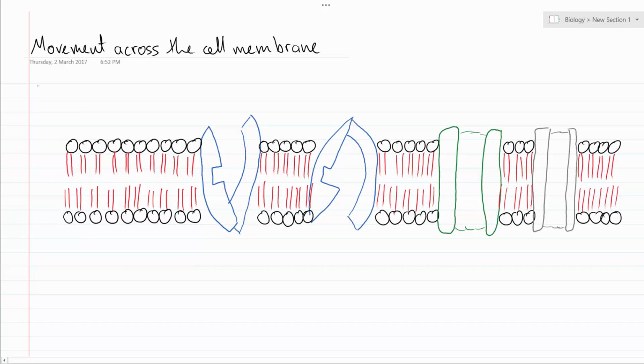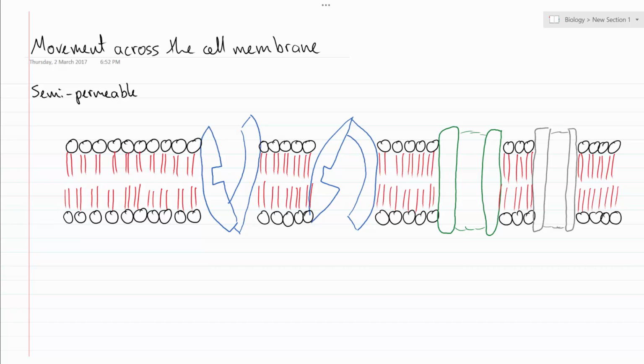The cell membrane is said to be semi-permeable. This means that some things are able to freely and easily cross the cell membrane, while some other things have difficulties. So the cell membrane can let some things in, whilst other things it might refuse unless they have a particular different method of getting across the cell membrane.